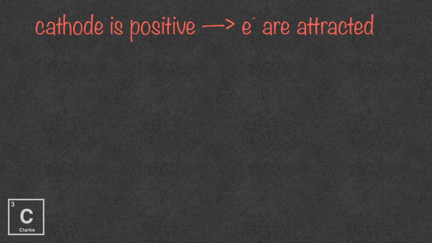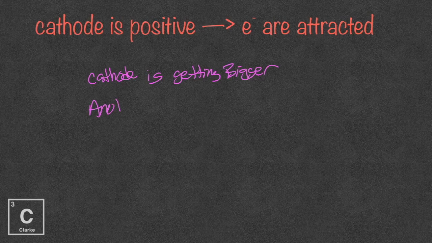Remember, the cathode is positive. That's why the electrons are being attracted to it. And it's also the reason why the cathode is being coated with more elements. The cathode is getting bigger. The anode is getting smaller.